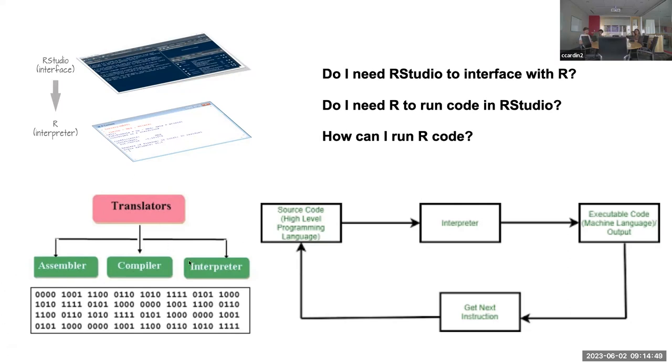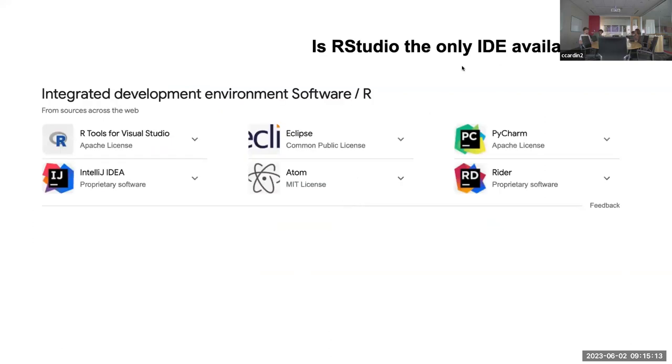In this figure, just to show you that not all the programs that we use work the same way. Yes, this is an interpreter, but we have different kinds of programs like compilers and assemblers. But at the end, the function of all these approaches is to translate information into binary code so that the computer can process the orders.